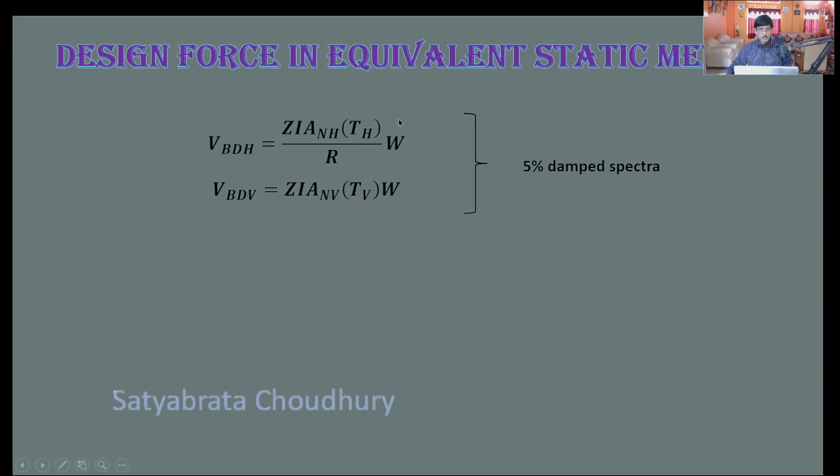Because the code has separated horizontal and vertical responses in different formulae, H is used for horizontal and V is for vertical. Now if the same thing, design force, is to be found in the vertical direction at the base, then it is termed as VBDV, Z I A_NV, where the spectral acceleration is used in the vertical direction, with the time period in the vertical direction. W is the seismic weight. Seismic weight concept is known to you who have studied IS 1893-2016.